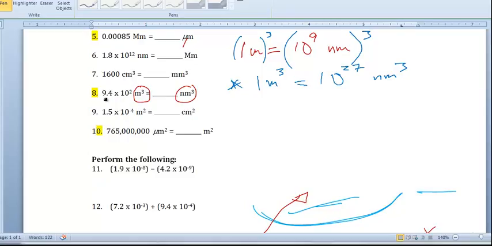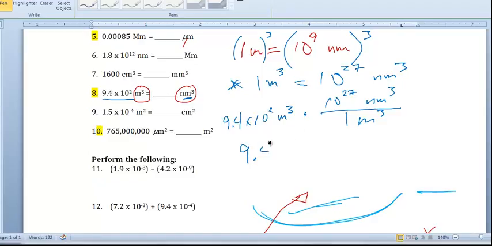So let's apply it. Okay, so they're giving us 9.4 times 10 to the second meters cubed. All right, and then conversion factor. What we want is nanometers cubed, so we're going to put the 10 to the 27th nanometers on the top and the 1 meters cubed on the bottom. And if we multiply all that out, you should get 9.4 times 10 to the 29th. Oh, look, meters cancel, and we're left with nanometers cubed.